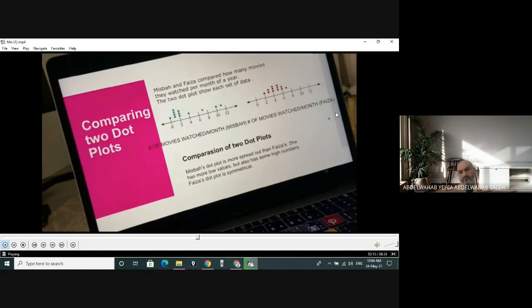So as we can see here on the left side, we have the number of movies watched in a month by Misbah, and on the right side we have the number of movies watched in a month by Faiza. This is the comparison of two dot plots, as you can see. Misbah's dot plot is more spread out than Faiza's. She has more low values but also has some high numbers. Faiza's dot plot is symmetrical.